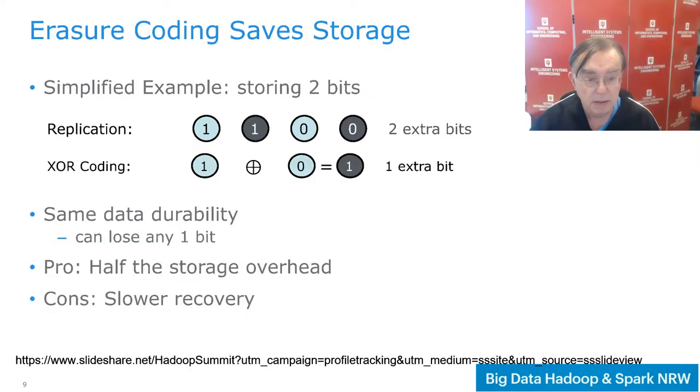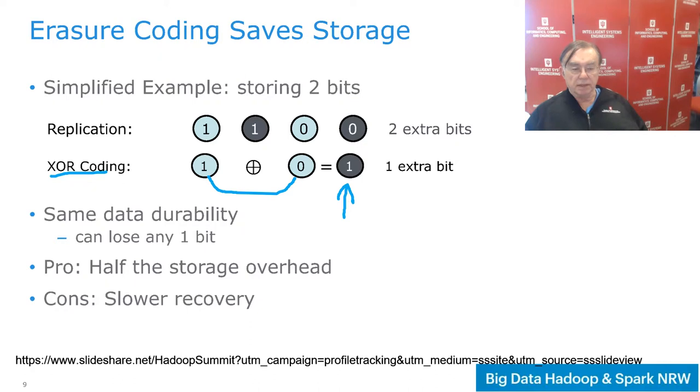All right. An example of erasure coding: suppose we have two things stored, one and zero, and we also store the result of an exclusive OR, which happens to be one in this case, or zero for zero plus zero and one plus one. Then you can easily convince yourself that this one extra bit is able to act as a backup to these two bits. Whereas in replication, you need two extra bits to back up two bits. So you have effectively the same data durability, but you can lose any one bit. You've reduced the storage from 4 to 3. That's the pro: less storage overhead, half the overhead, but slower recovery because you're going to do some arithmetic.